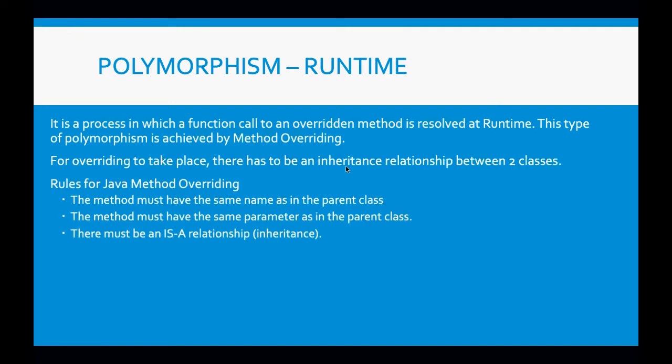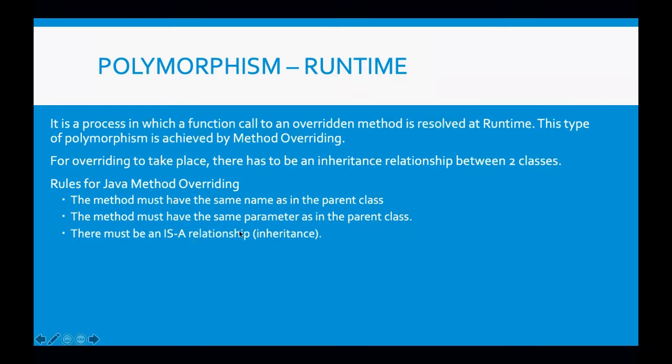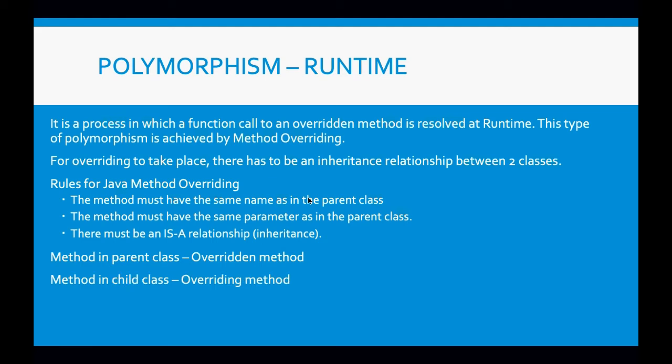We have some rules for overriding. The method must have the same name as the parent class. The method must also have the same parameter as the parent class, and there must be an inheritance relationship, a parent-child relationship between the two classes for overriding to take place. And the method in the parent class is the overridden method, because it's the method that is being overridden by the method in the child class, which is called the overriding method. It is the method that is overriding the method defined in the parent class.